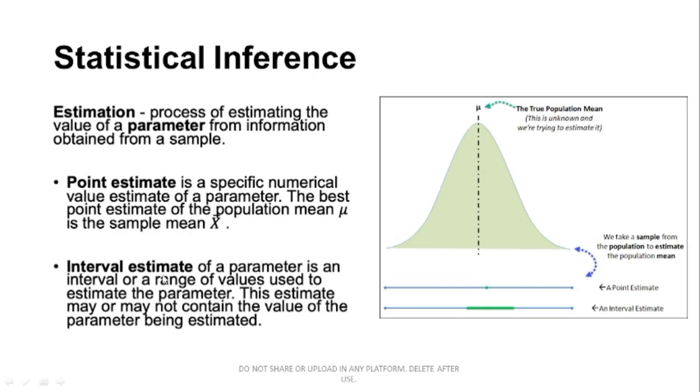The interval estimate naman of a parameter is an interval or a range of values used to estimate the parameter. This estimate may or may not contain the value of parameter being estimated. So, ano ba ang ibig sabihin ng mga estimate na to? So, if we have yung example natin kanina, the average income of Filipinos, so very impossible na ma-estimate mo yung average income of every Filipino.